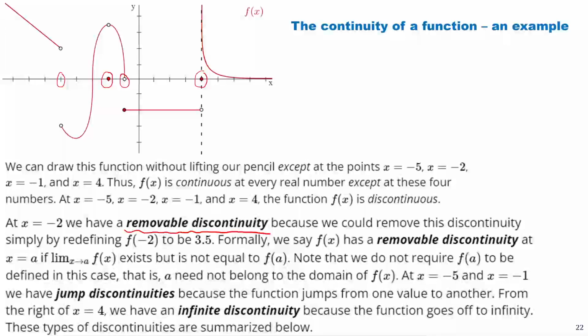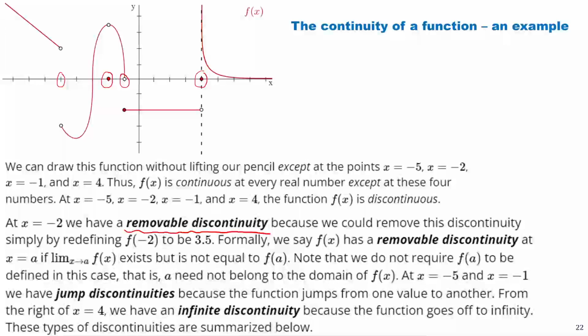Formally, we say f(x) has a removable discontinuity at x equals a if the limit of f(x) when x approaches a exists but is not equal to f(a). Okay, so that's the meaning of removable discontinuity. Also note that we do not require f(a) to be defined in this case. That is, a need not belong to the domain of f(x).